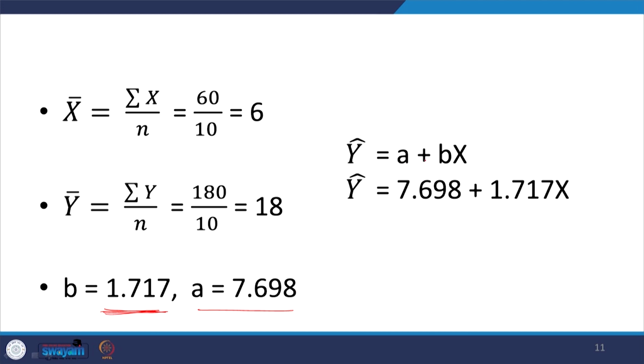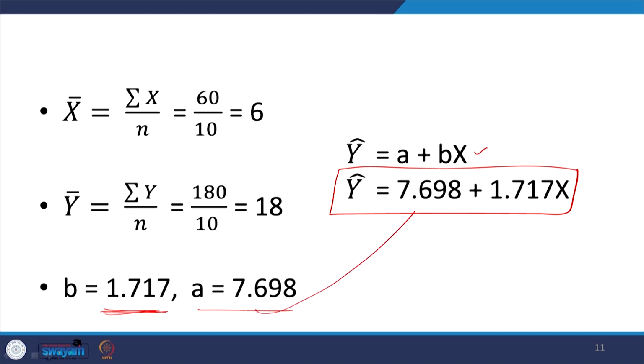The form of regression equation is y cap equals to a plus bx. So, now the desired regression equation in this case is y cap equals to the value of a goes here, value of b goes here. So, this becomes y cap equals to 7.698 plus 1.717 x.